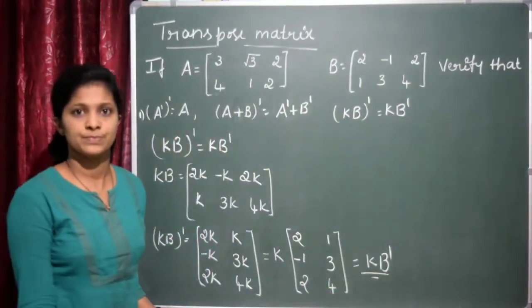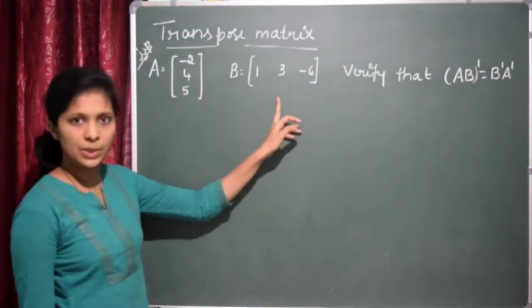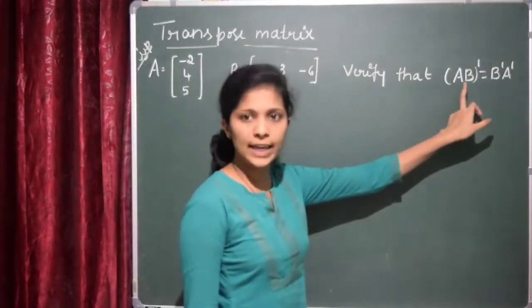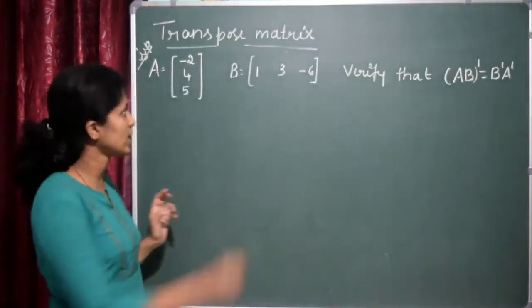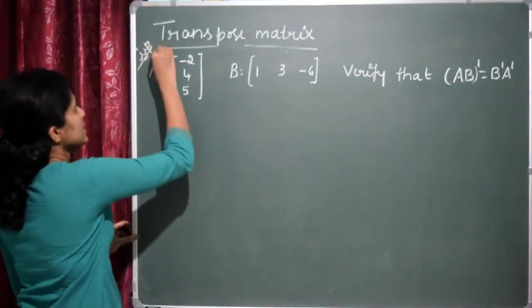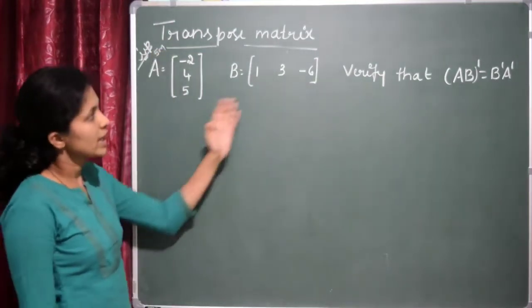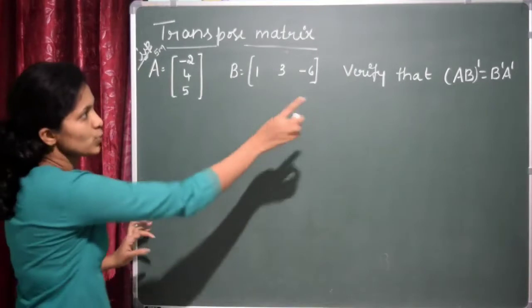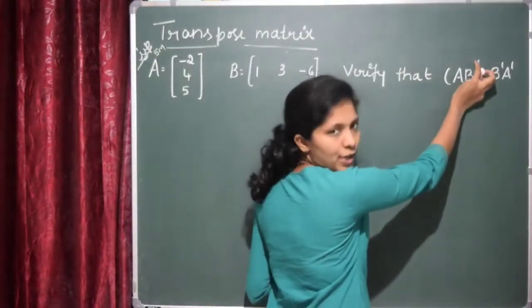This is the proof. See here, the given question is matrix A is given, B is given. Verify that AB whole dash is equal to B dash into A dash. This is one of the important problems and it is important for 5 marks. If you get this problem now, you are lucky because easily you will get that answer. First, what you have to find? You have to find the product of A and B, then the transpose of this.